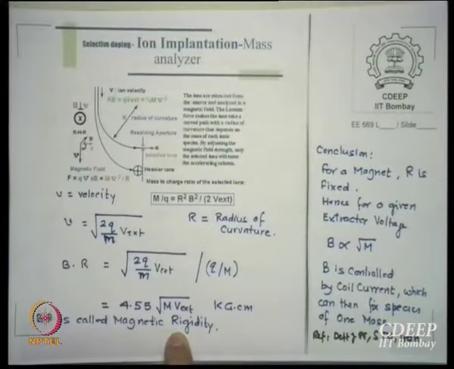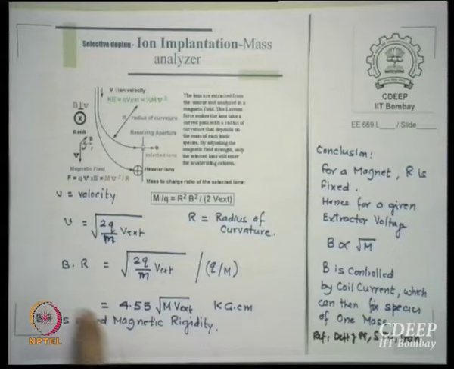I change the current, boron may come. I change the current, phosphorus may come. Is that clear? So all that I do is, fixed currents are available, known to us, for each species which I want to take out. However, if you change the extractor voltage, which you are not allowed to, but there are systems these days which allow extractor voltage to change, then the Br changes, and then you have to plan different currents.